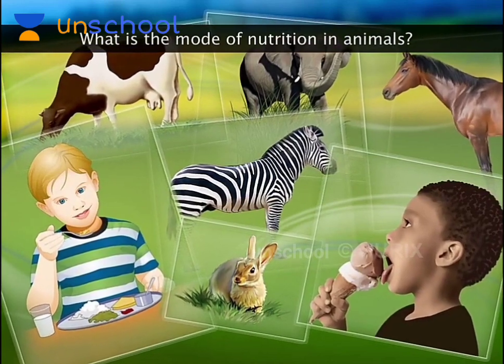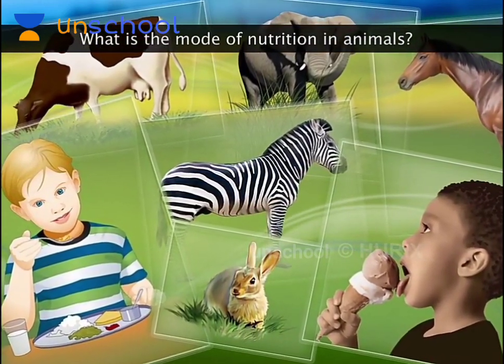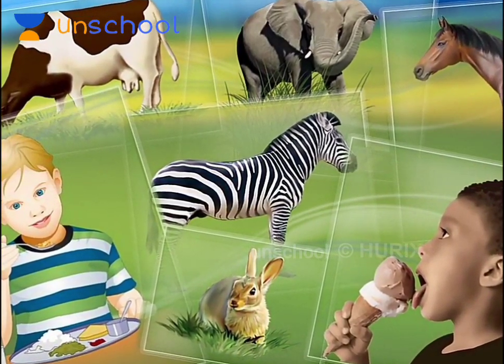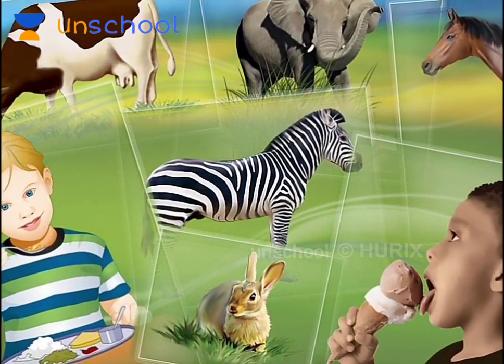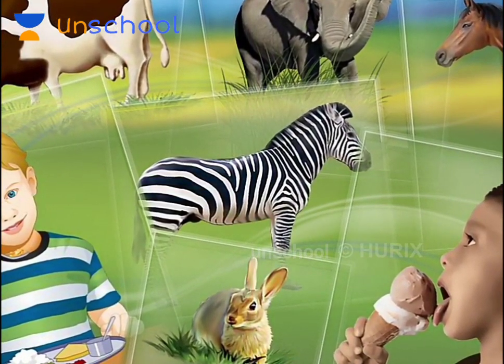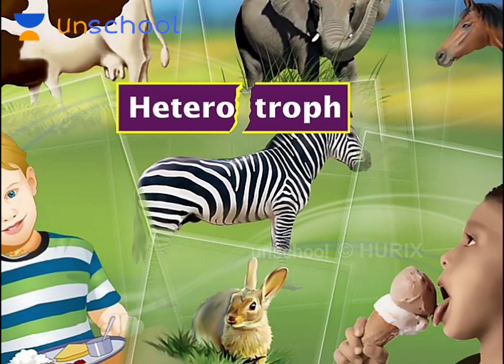What is the mode of nutrition in humans and other animals? Are we autotrophs? No. We depend on food produced by other plants and animals. We are heterotrophs. Hetero is again from the ancient Greek, from heteros, meaning other, different, with troph, from trophos, meaning nourishment.